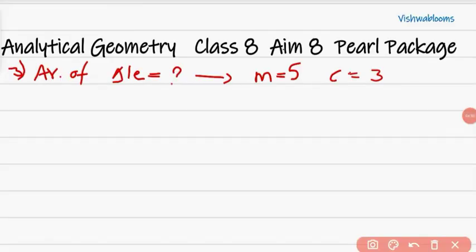So now the third question is, you have to find the area of the triangle as usual, but here they have given us the slope. m is equal to 5, in the sense m is the slope, right?